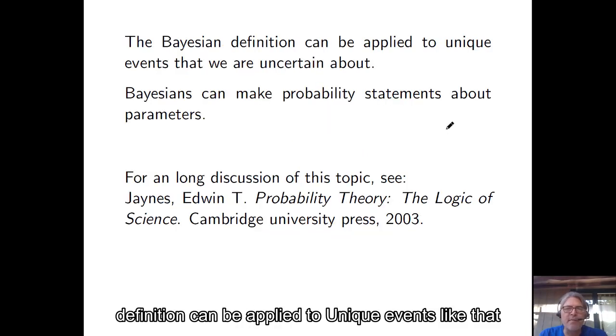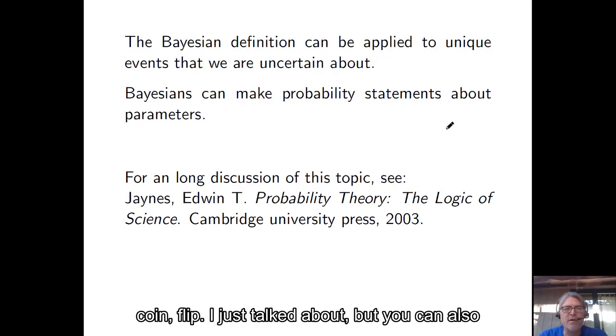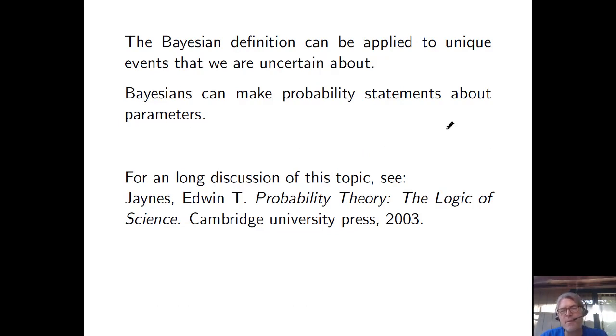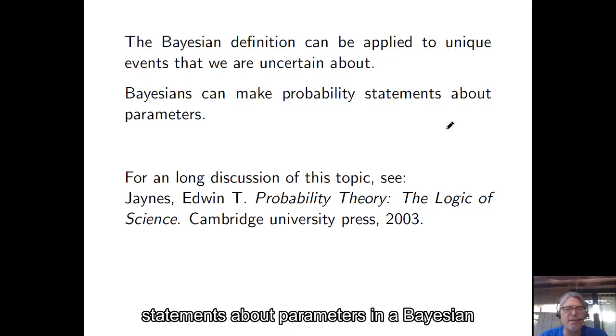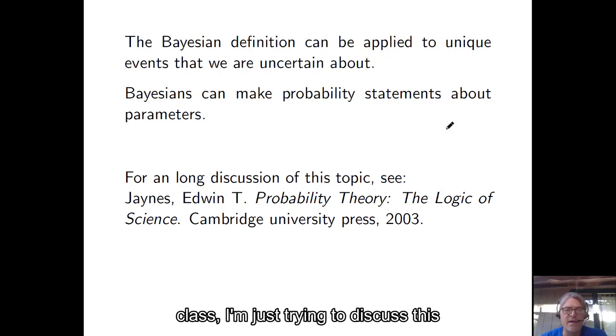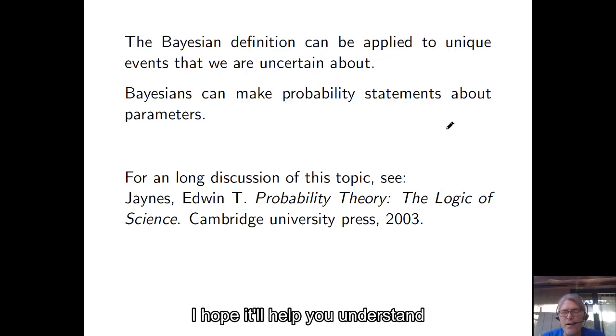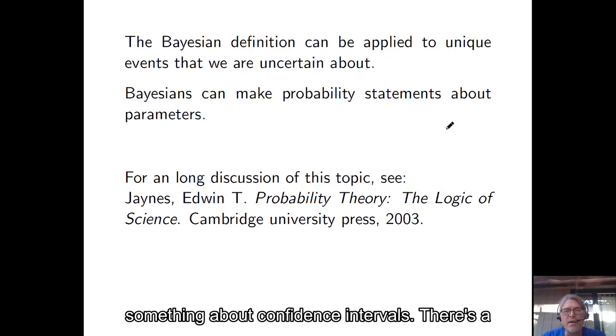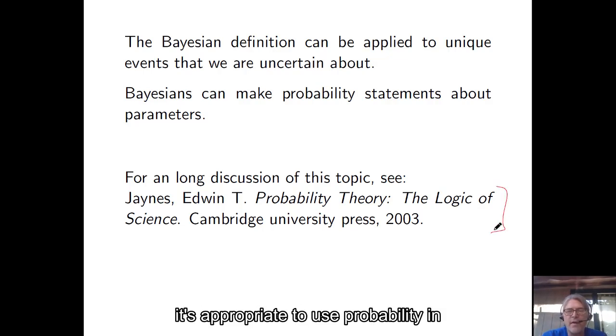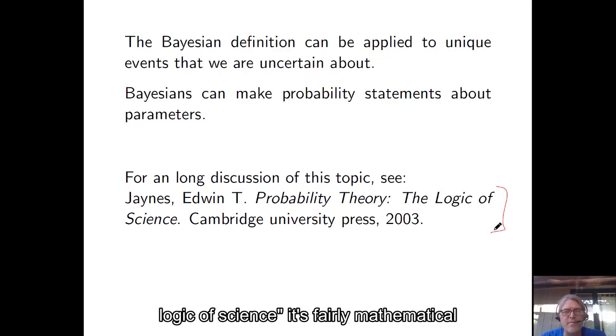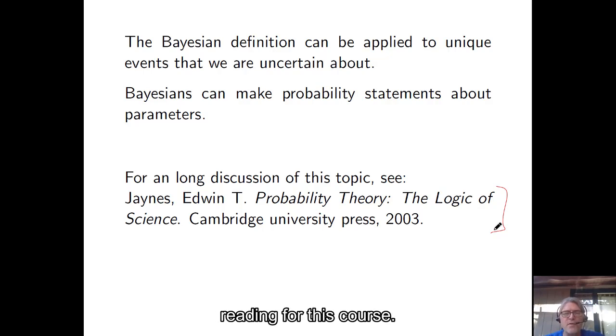So the Bayesian definition can be applied to unique events like that coin flip I just talked about, but you can also make probability statements about parameters in a Bayesian setting. So once again, we're not going to do this a lot in this class. I'm just trying to discuss this other perspective on probability because I hope it'll help you understand something about confidence intervals. There's a longer discussion about how it's appropriate to use probability in this Bayesian context in this book by Edwin James, Probability Theory, The Logic of Science. It's fairly mathematical, but also fairly accessible as well. If you're interested in that, you can check it out, but that's certainly not required reading for this course.